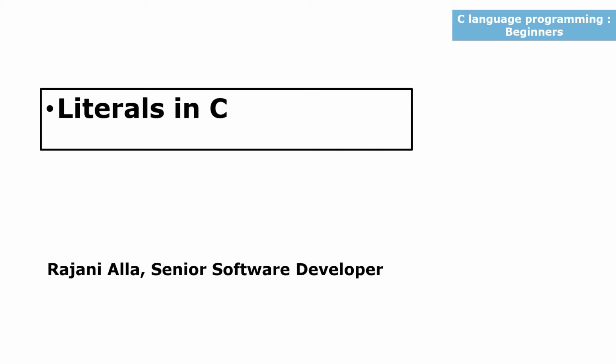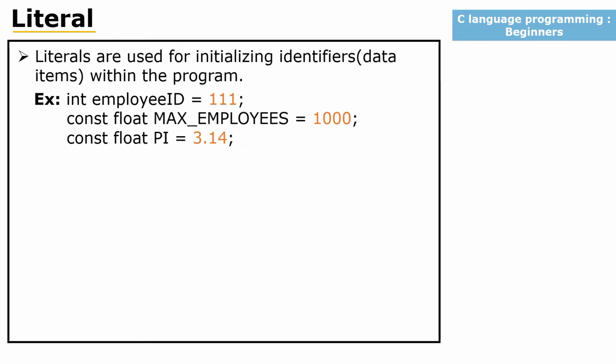In this video, I would like to teach you about literals in C. We already used literals in our previous programs, but we didn't use the word literal. Now let's see. A literal is nothing but the value which we initialize to the data item or identifier in the program. Like this, int employeeID. To this employeeID, we assign the value 111. This 111 is a literal.